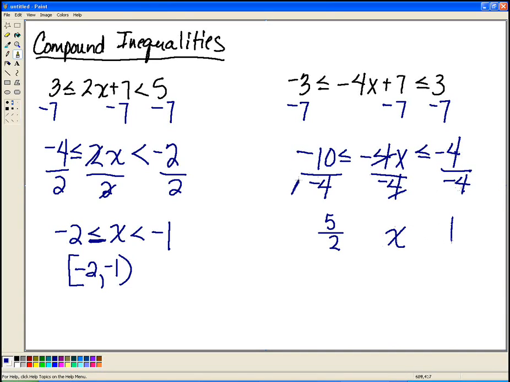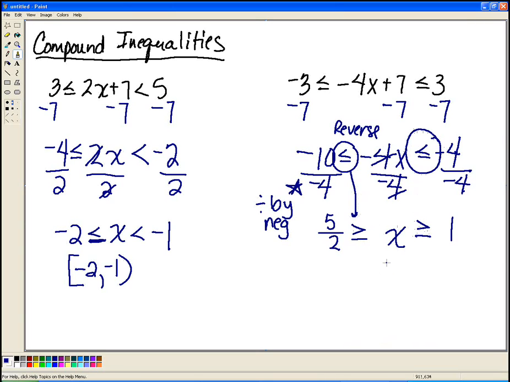But what happened? I divided by a negative, all right? Remember our rule. Whenever we divide or multiply by a negative number, we have to reverse our inequalities, okay? And now in a compound inequality, I have to reverse both the left-hand one and the right-hand one, okay? So I have to do a reverse.